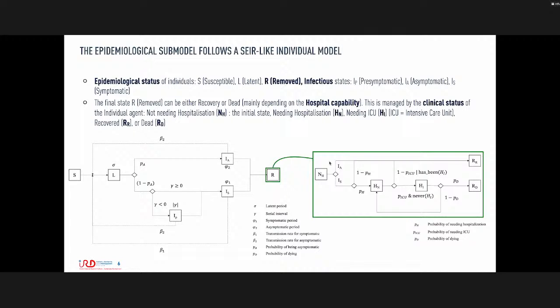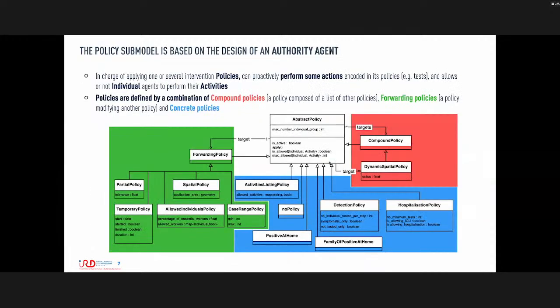So the epidemiological status of each individual is represented by this kind of state machine, okay, with the possibility for one individual, depending on its interactions, to move from one state to another. So susceptible, latent, removed, with a number of different infectious states, which are quite important here, and the fact that you're symptomatic or asymptomatic, and then where you're taken in charge by a hospital or health service, then you can be in different states also in this service, and this means a lot regarding the policy compartment, okay, of these steps. Then the policy submodel.